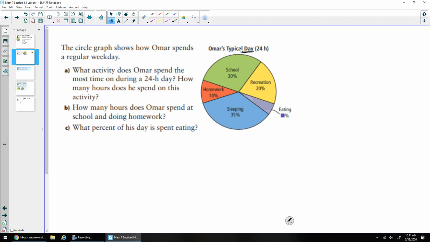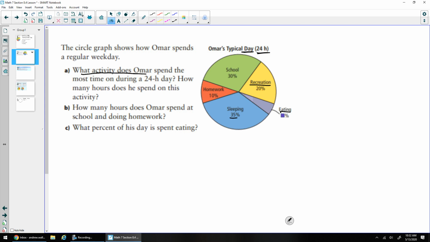He has the total number of hours in the day, so we're comparing hours this time, not number of students, but number of hours. There's 24 hours in a day, so that is correct. He has the labels in each section. Eating had to be outside, and that's okay, it just didn't fit. And he has the percentages, so he has everything that's necessary for an informative circle graph. So now we can answer these questions.